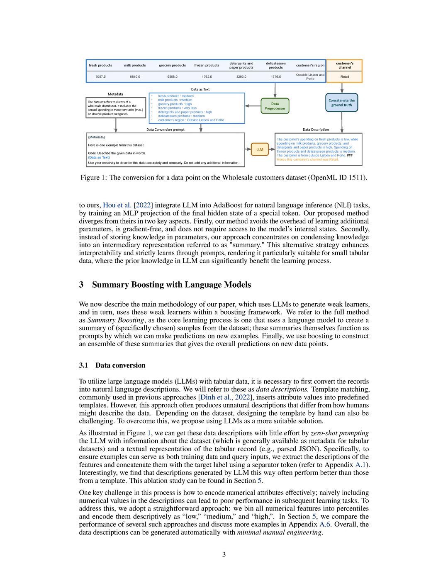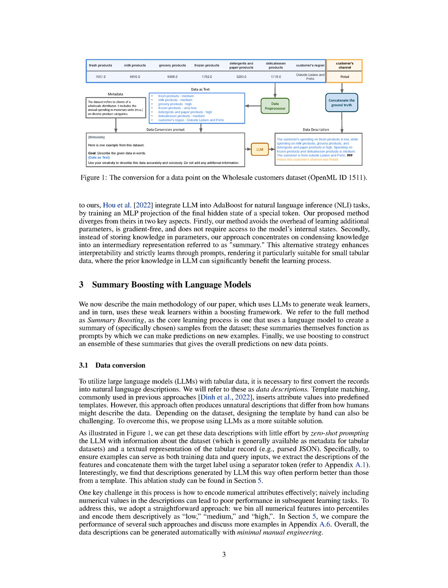The central learning process involves using a language model to create a summary of specially chosen samples from the dataset. These summaries then act as prompts for making predictions on new examples. An ensemble of these summaries is built using boosting, which then makes the overall predictions on new data points. Working with LLMs and tabular data requires a step of data conversion, converting record data into natural language descriptions. Traditional methods like template matching, where attribute values are filled into predefined templates, often yield descriptions that differ from how humans might describe the data. Manual template designing can also prove challenging, depending on the dataset.